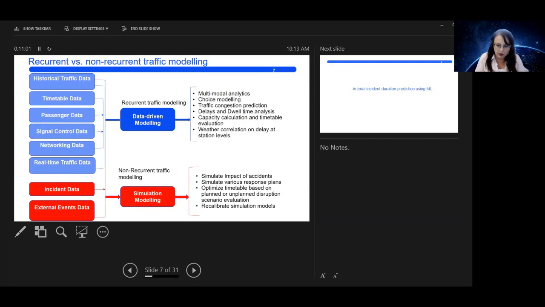So basically for us, this is a different type of data set that requires a different type of thinking. We call this non-recurrent traffic modeling. And for this one, we're using traffic simulation. So to simulate what would be the impact of a specific disruption, how can we respond, how can we optimize some sort of timetables, and so on. I'm going to give you at the end of my presentation a snapshot of what exactly the simulation modeling is that we're using, but mostly I'm going to focus on this one.